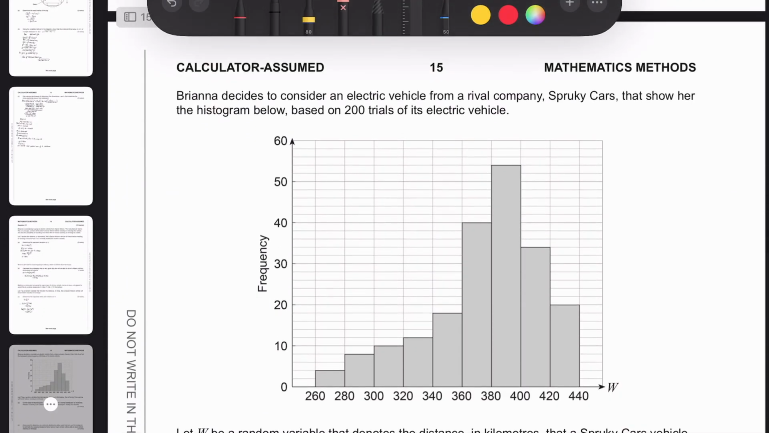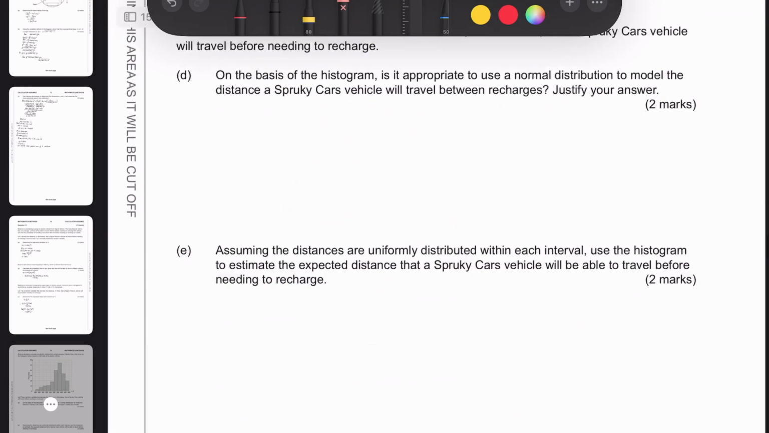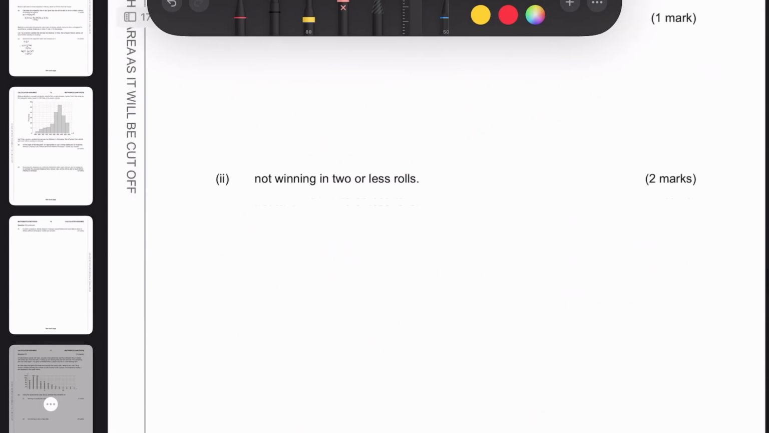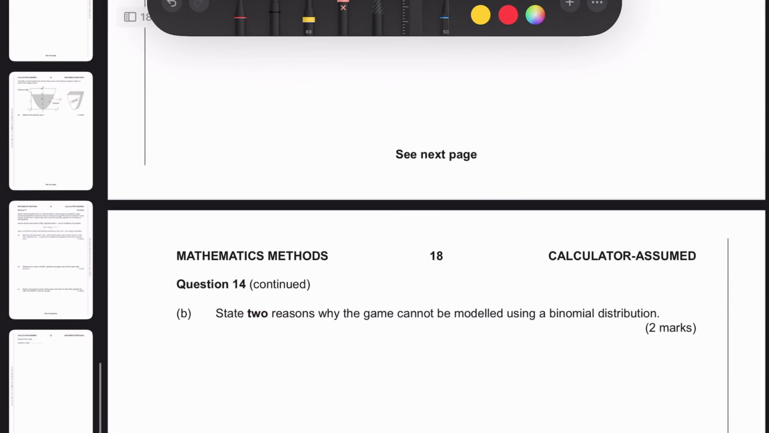Okay, moving on. Brandon decide. I think this would be the last. Wait, no. Oh, wait, no. What am I talking about? There's way more questions. Oh, yes, I remember this one.